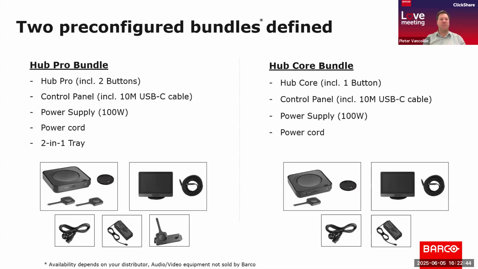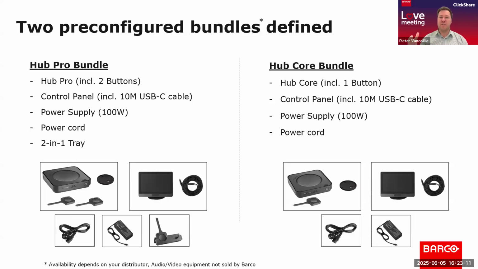What will be in those bundles? In the Hub Pro bundle, you will find the Hub Pro with 2 buttons, the control panel, including the cable to connect it, a 100-watt power supply, and a matching power cord and the 2-in-1 tray. For the Core, this will be the Core, 1 button, the control panel with the cable, 100-watt power supply, and the power cord. This will be ideal for standard setups.